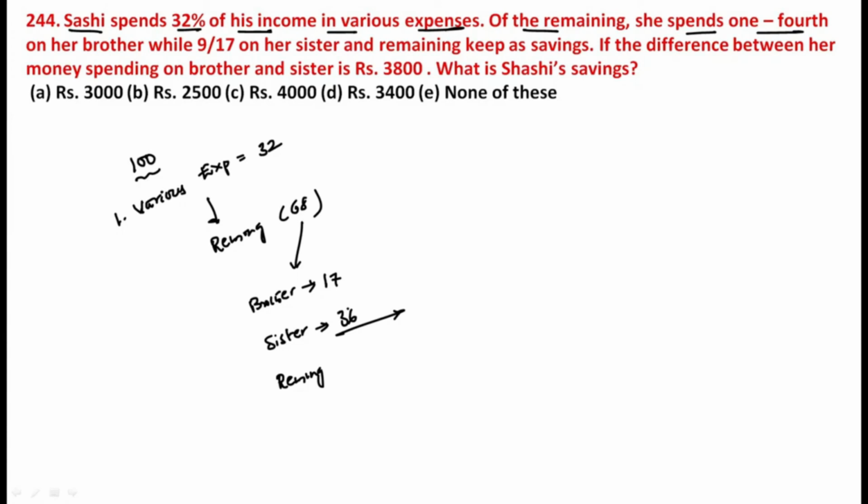So 36 units for her sister and 17 units for brother. So they are already done with the 53 units. Now what is the remaining? You can subtract it from the 68. Now you are left with the value of 50.